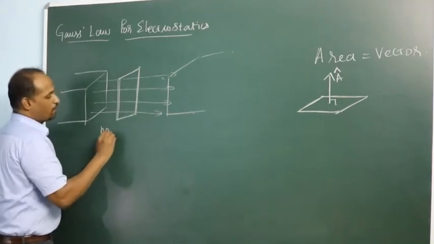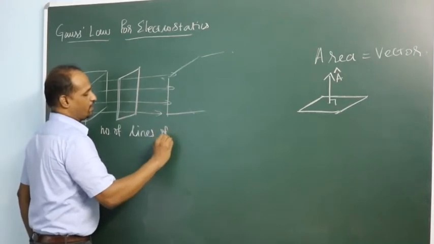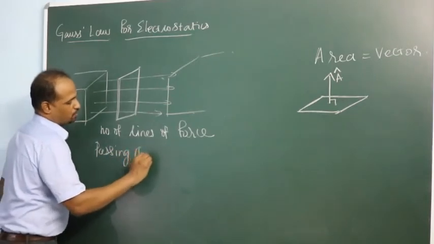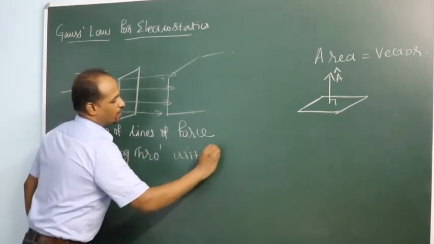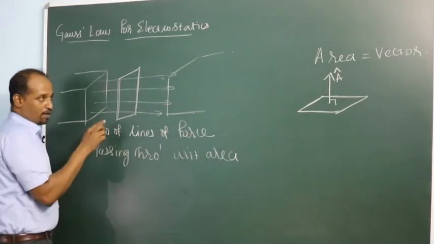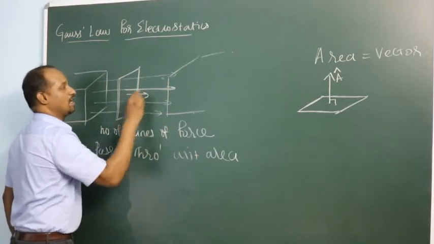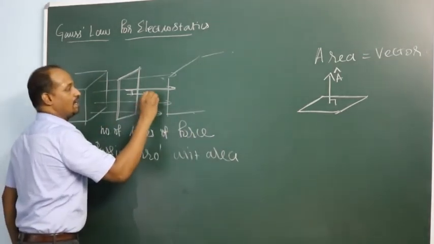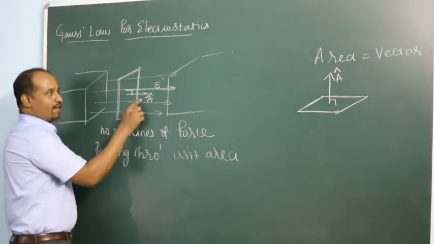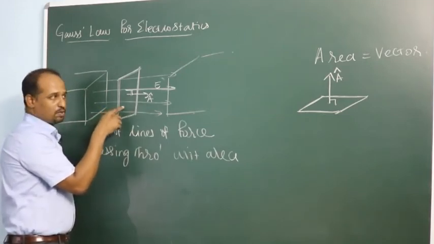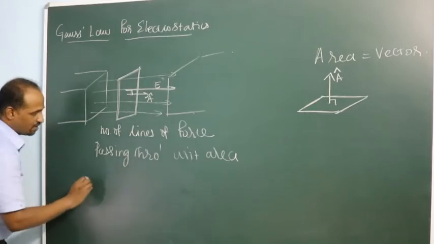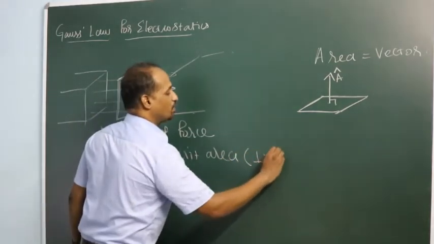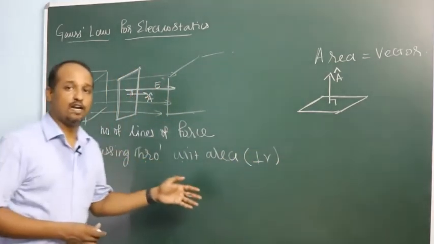So the number of lines of force passing through unit area, but the area is held perpendicular to it, meaning the area vector is parallel to the line of force, because this is it. As I stated there, area vector and electric field are parallel. When they are parallel, more lines of force will pass through. So it is the number of lines of force passing through unit area when held perpendicular to the lines of force, or when the area vector is parallel to the lines of force.